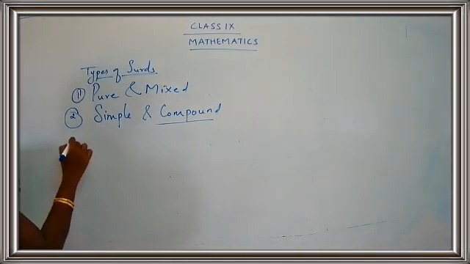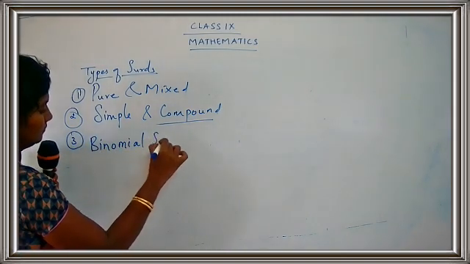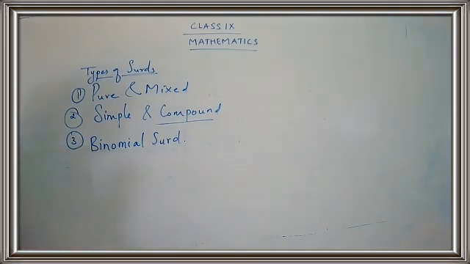The third one is the binomial surd. Now let's see the definition for binomial surd. A binomial surd is an algebraic sum or difference of two terms, both of which could be surds, or one could be a rational number and the other a surd.